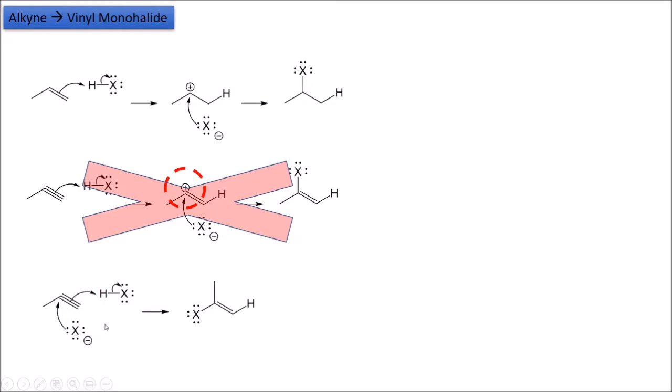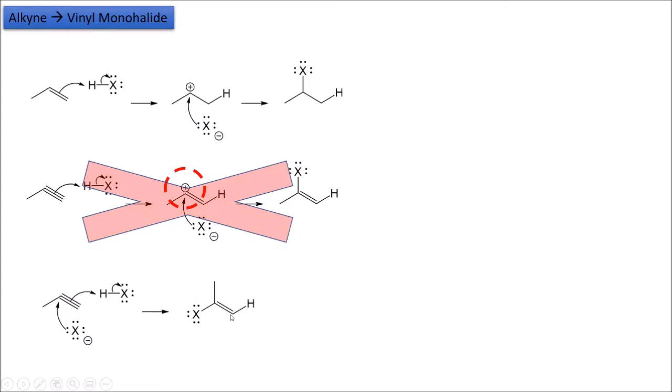Instead, what we end up doing is essentially combining both steps, rather than the pi system reaching out to grab a hydrogen and then the halide ion attacking the carbocation. We just crunch them together. So this is still electrophilic addition, but both of these things happen at the same time. The pi system reaches out to grab the hydrogen at the same time that the halide ion comes in and attacks that carbon. Because this happens at the same time, the halogen that we add and the hydrogen that we add end up adding anti relative to each other.